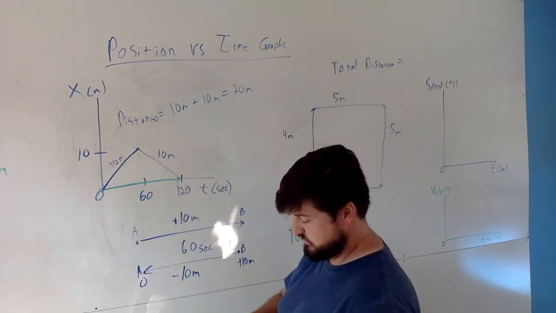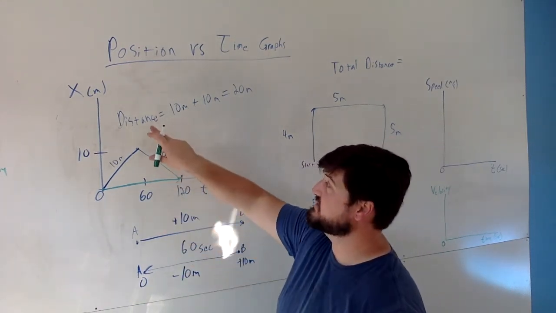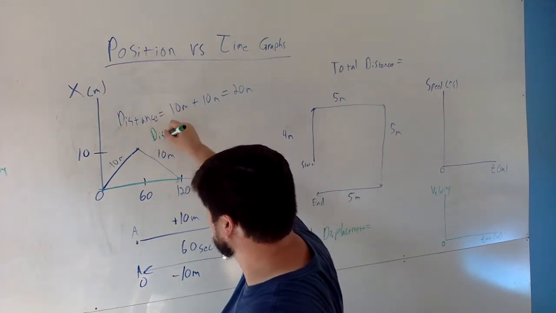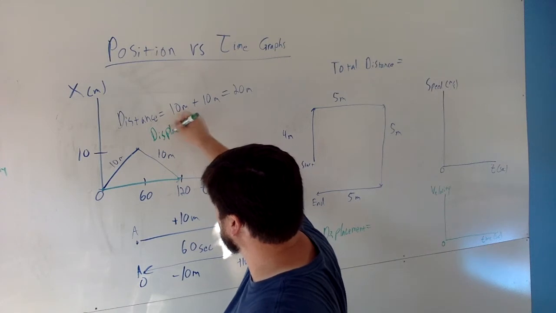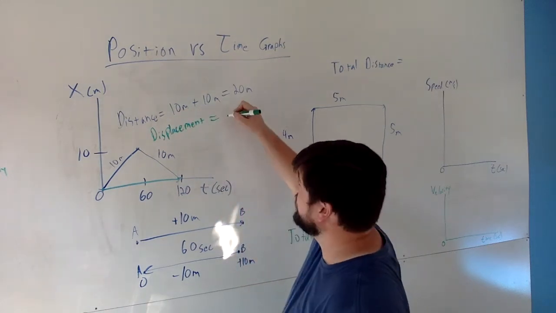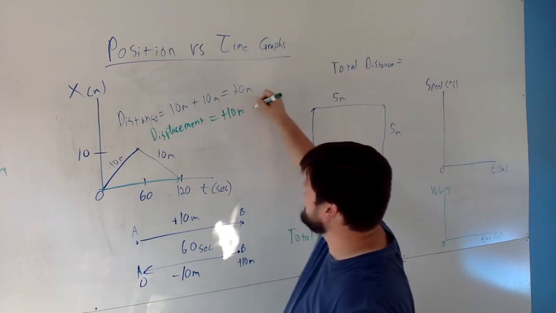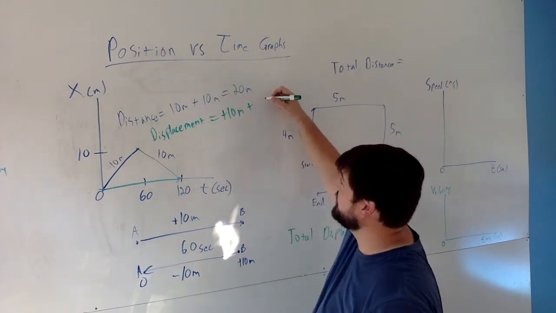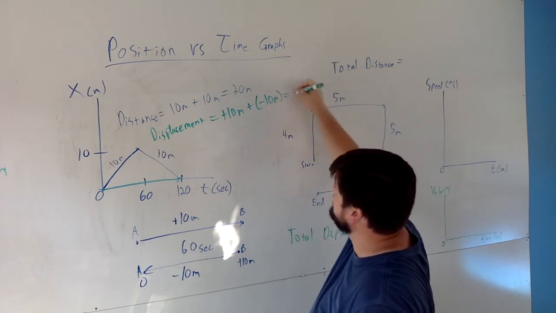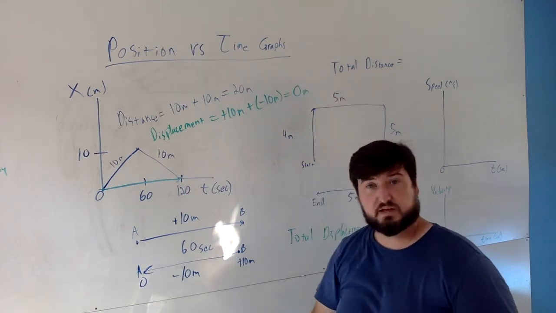And how in the heck does that work? Because remember, distance is a scalar, it has no direction, okay? But displacement, on the other hand, does have a direction. We went plus 10 meters, and then we add to that what we did the second round, which was we went minus 10 meters. So you end up with 0 meter displacement.